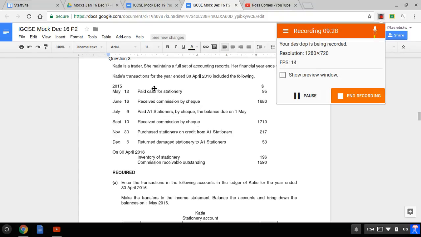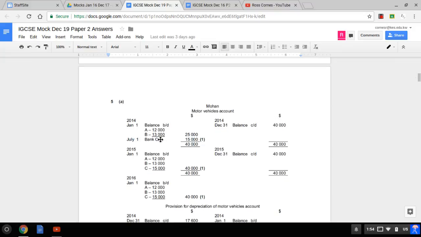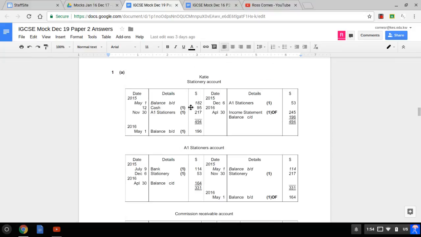Okay, this question was relatively well done. The one where we're looking at accruals and prepayments with incomes and expenses. So, what should we have done? Stationery, we're told the amount of stock at the start. It's an asset for the business at the start, so we've got 182 as a balance brought down. That had to be on the 1st of May. They then bought some stationery for cash. So credit cash, debit the stationery account. That's quite straightforward.